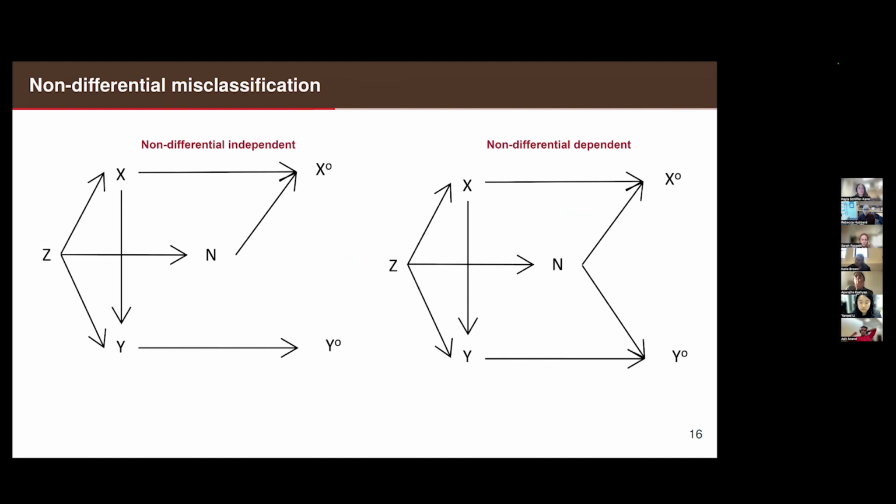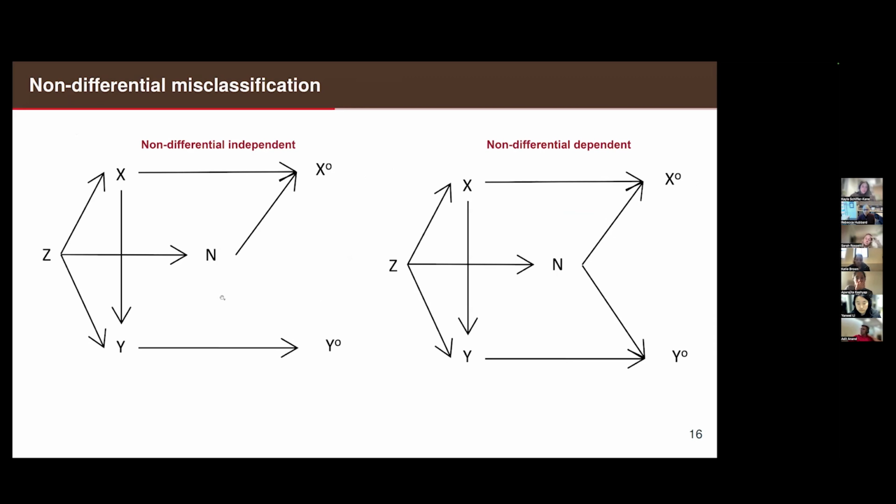So I'm going to break down these relationships into three different types. The first is the case where we have non-differential misclassification, and that non-differential misclassification can be either independent or dependent. So in the two DAGs that I have here, there are no arrows between X or Y and N. So in this setting, the true underlying conditions are not driving utilization intensity. However, utilization intensity is driving either just X, our ascertainment of X on the left, or ascertainment of both X and Y on the right.